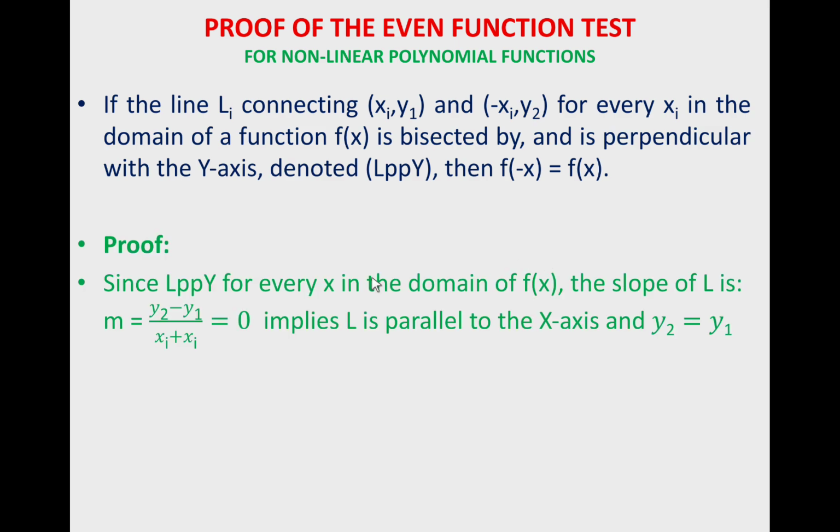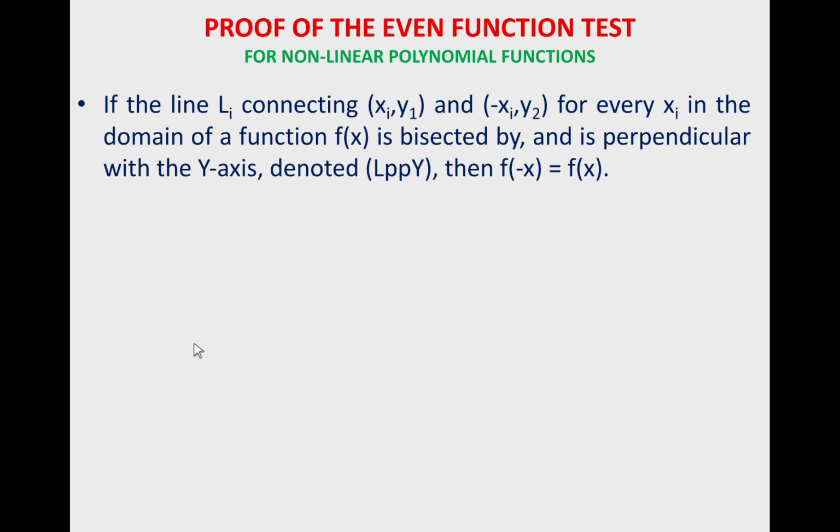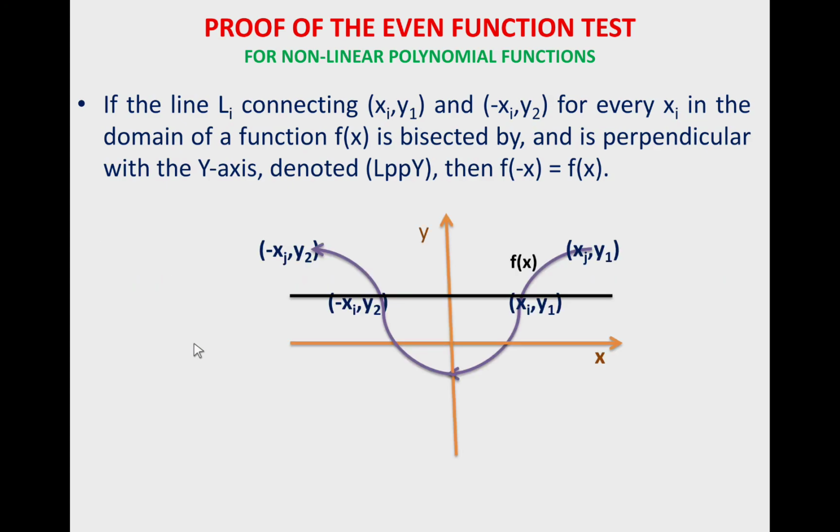Proof. We said since the line L is perpendicular with the y-axis for every x in the domain of a function f of x, then the slope of L, the line, we're talking about the line, not the function, the slope of the line is given by m equal to y2 minus y1 divided by x2 minus x1. Let's go back to the figure to just point this out.